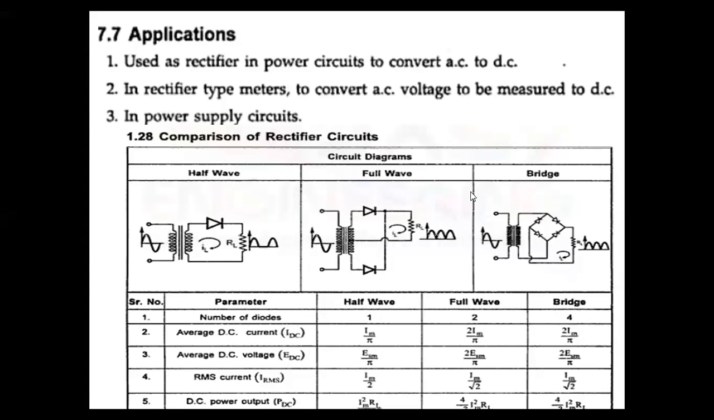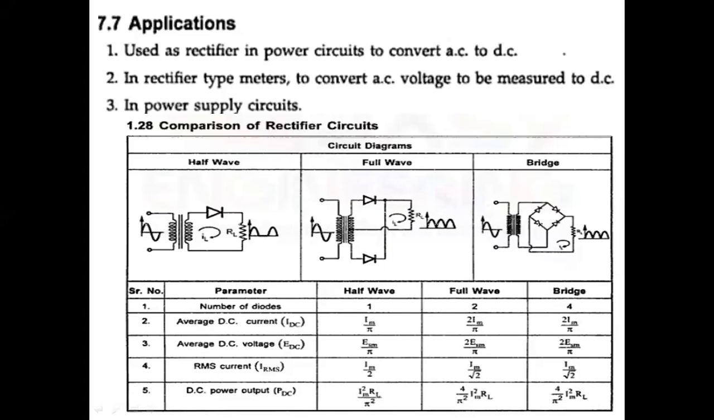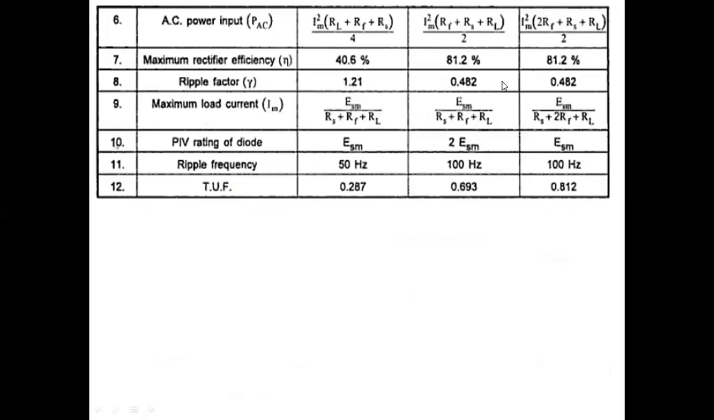So like this we have a comparison: AC power, what we derived in equations, DC power output, RMS current, ripple factor, ripple frequency, and efficiency is also important. The efficiency of the full wave rectifier is 81.2%, whereas the half wave rectifier is 40.6% only. So you will get higher efficiency by using both full wave rectifier circuits, bridge and center tap circuits.